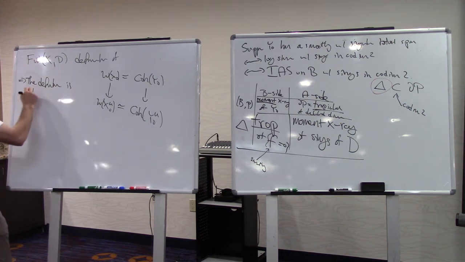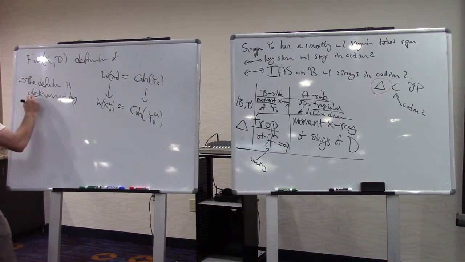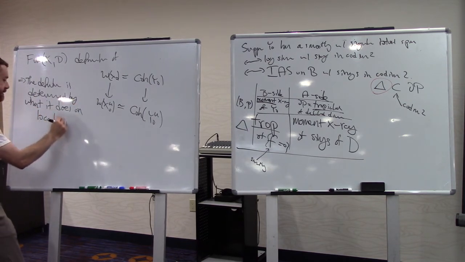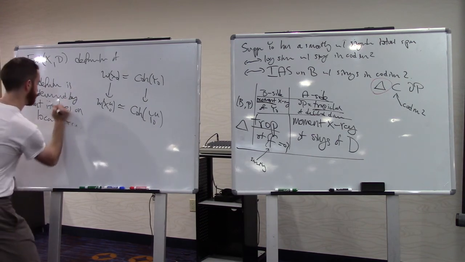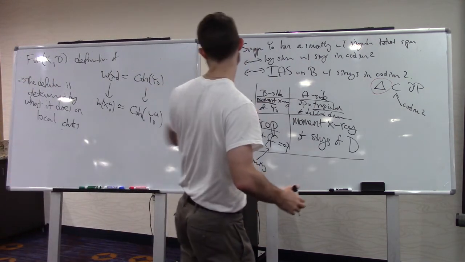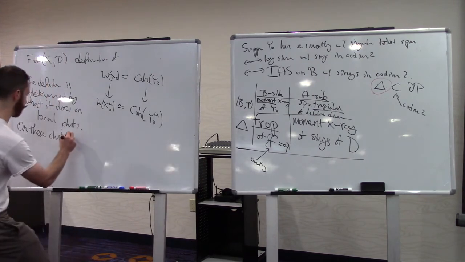The deformation is determined by what it does on local pieces, on local charts. So charts corresponding to charts on this manifold B. And the point is somehow that on these charts, you can see this smoothing class TF. I'll call it TF for now.